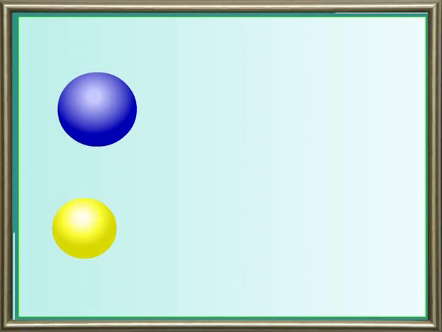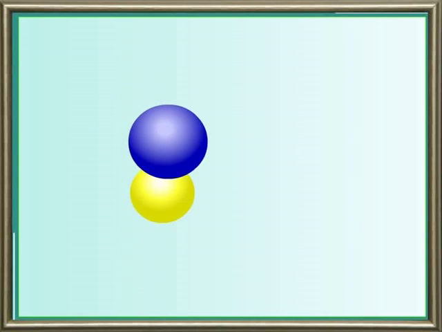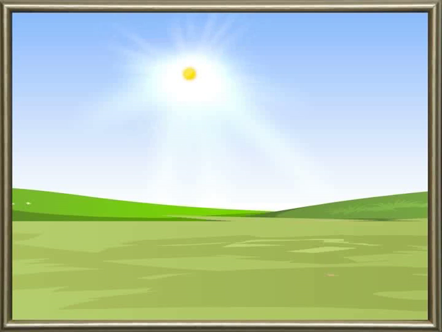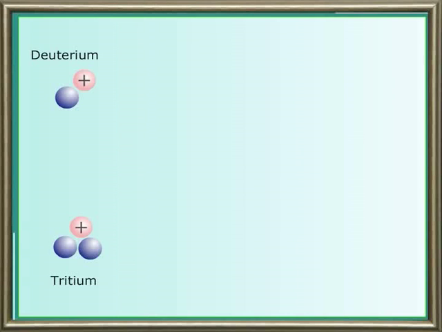In nuclear fusion, the nuclei of atoms fuse together, causing much more energy to be released than in nuclear fission. This is the process which powers the sun. The deuterium and tritium atoms, which have extra neutrons in the nucleus than normal, fuse together to form helium.